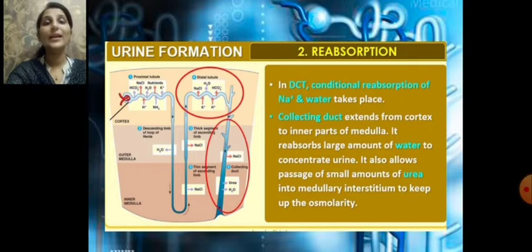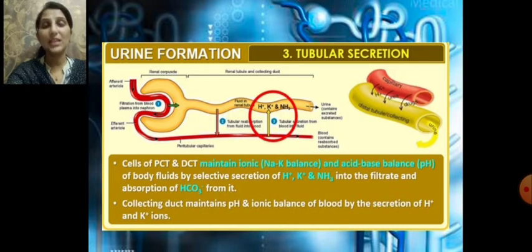And only a very small amount, that's 1.5 liters of urine, has to be formed. So the collecting duct reabsorbs a large amount of water to concentrate the urine. It also allows the passage of a small amount of urea into this interstitial fluid to increase the osmolarity. Osmolarity means to increase the salt concentration. Is it clear? So that is about the reabsorption which is done by the PCT, the Henle's loop and the DCT.